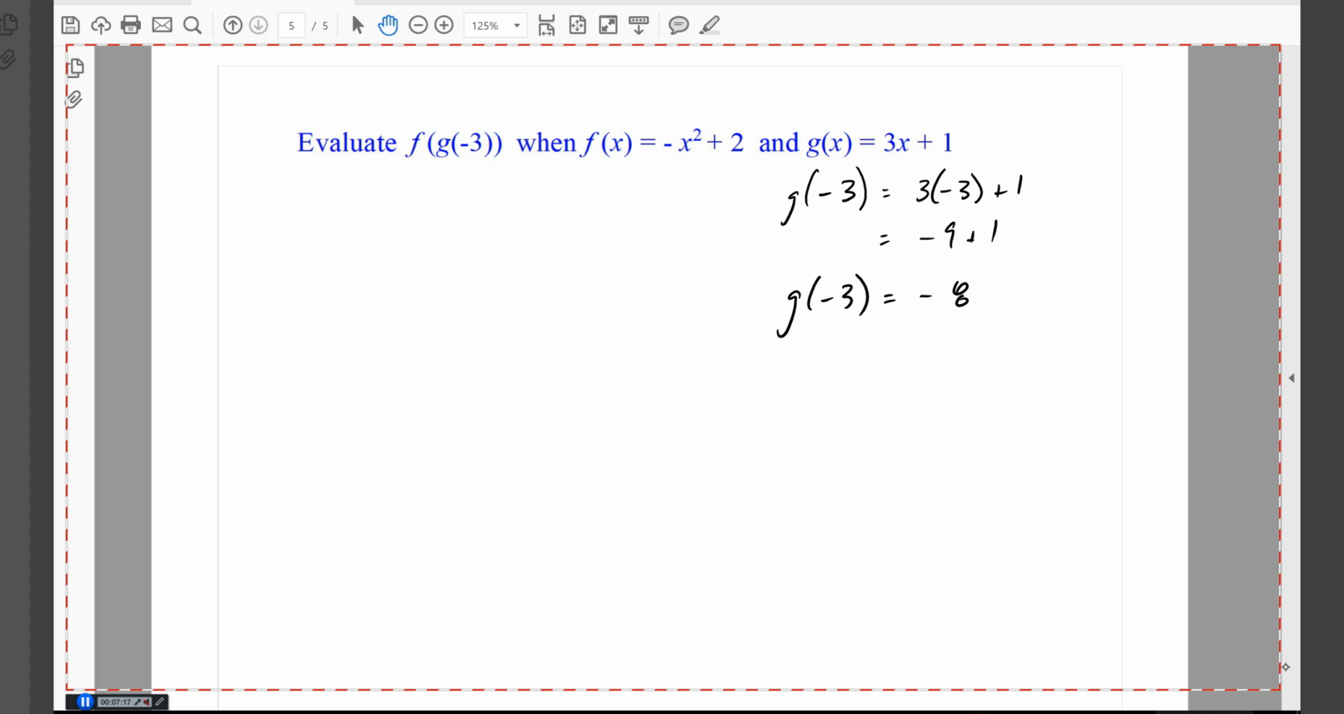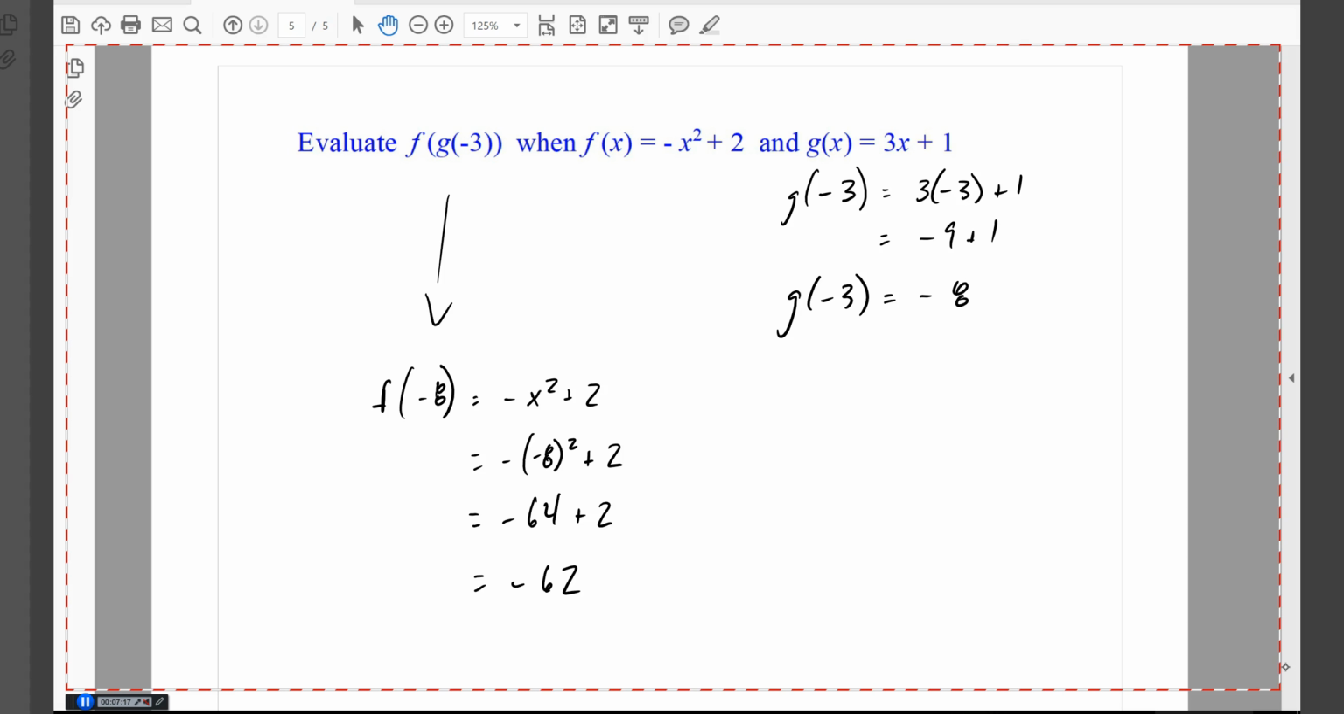Well, what that means is I can then say this f of g of negative 3 is f of negative 8, which is equal to negative x squared plus 2. So then we'll do this. We'll say negative 8 squared plus 2. So what's that equal to? Negative 8 squared is 64. Make that negative. So negative 64 plus 2 is equal to negative 62, like that.